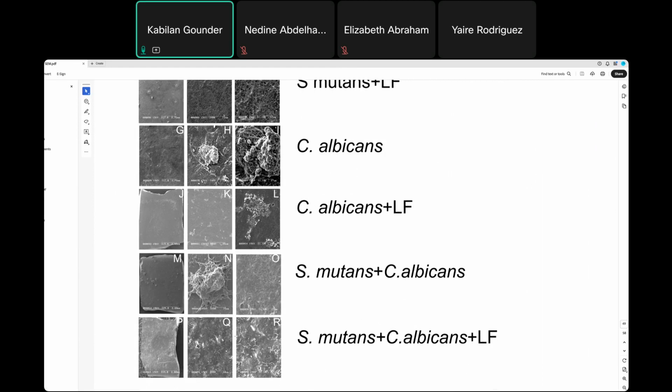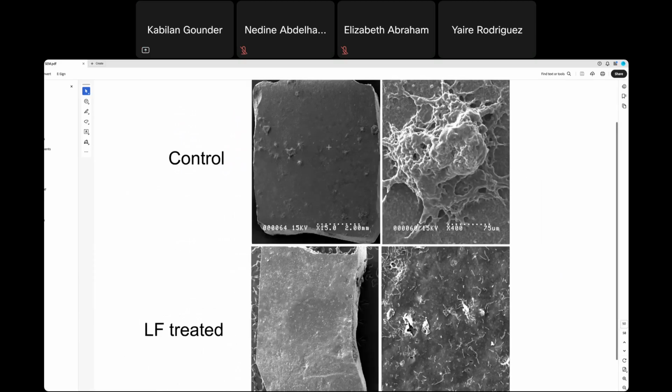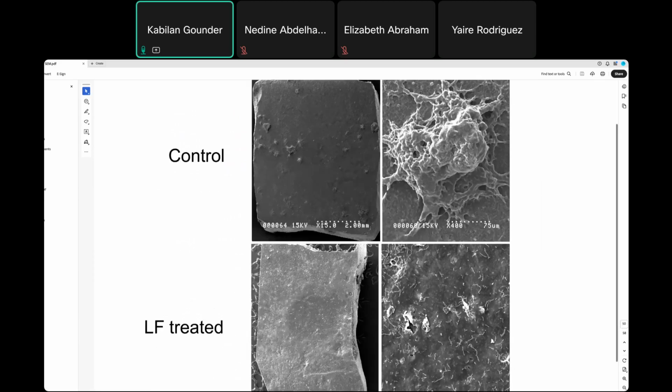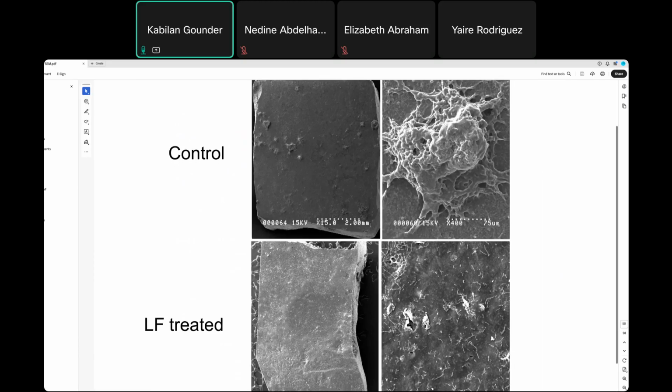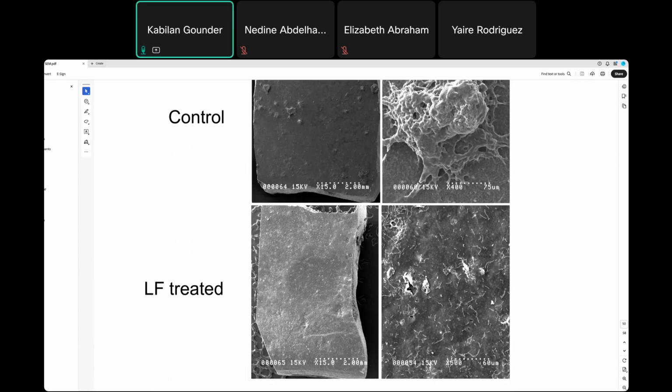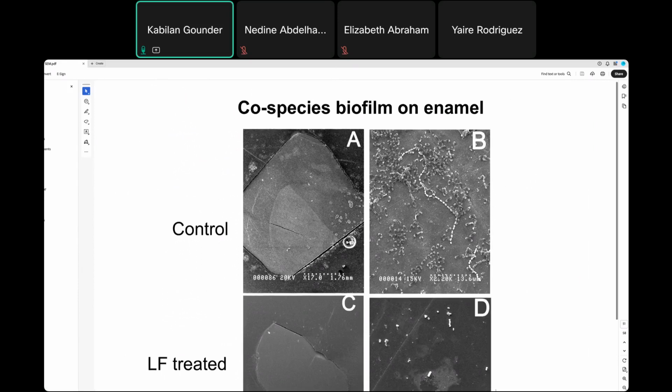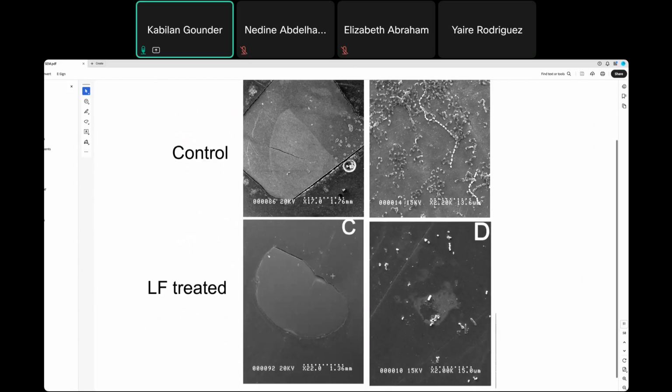So this is a typical scanning electron microscope image. Here again I detail the higher magnification of the co-species on the denture, and you can see the difference between these two surfaces at the lower magnification. This is another surface we wanted to compare, plastic and denture. Now this is on enamel. When you see the co-species forms more biofilm on the enamel compared to when treated with human lactoferrin, that is very interesting.